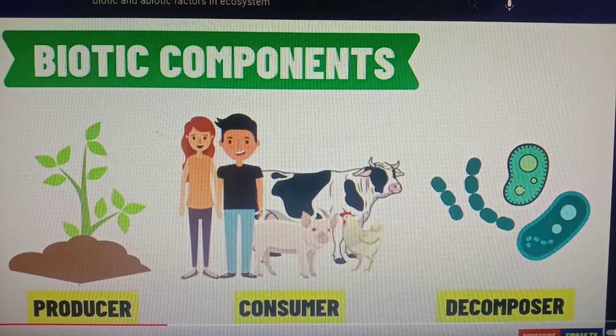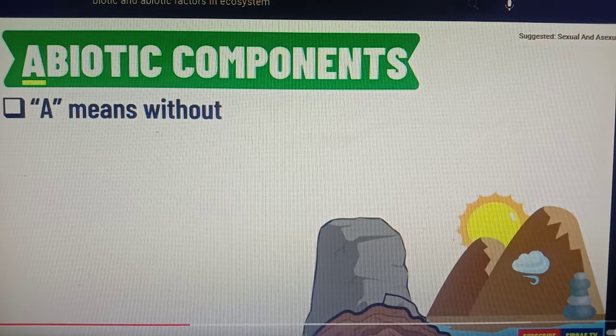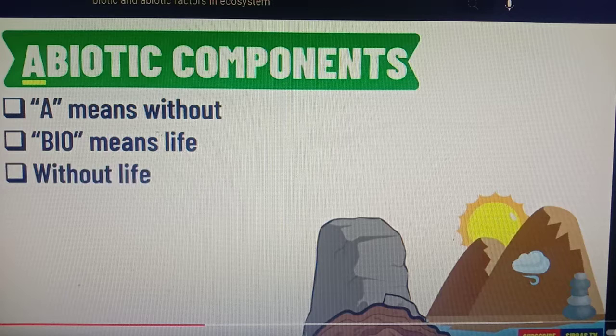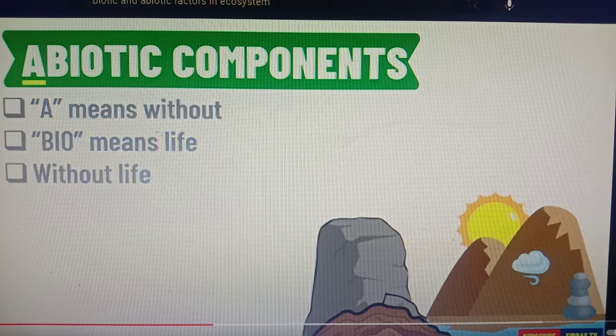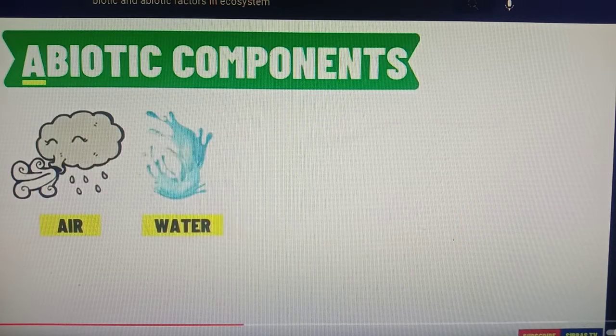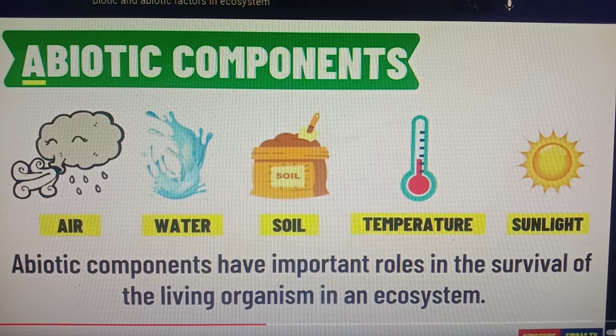Let us now talk about the abiotic components of an ecosystem. The word "a" in the word abiotic means without, and the word bio means life. Therefore, abiotic means without life. The abiotic components are the non-living components or the physical and chemical aspects of an ecosystem. Examples of abiotic components include air, water, soil, temperature, and sunlight. These abiotic components have important roles in the survival of living organisms in an ecosystem.